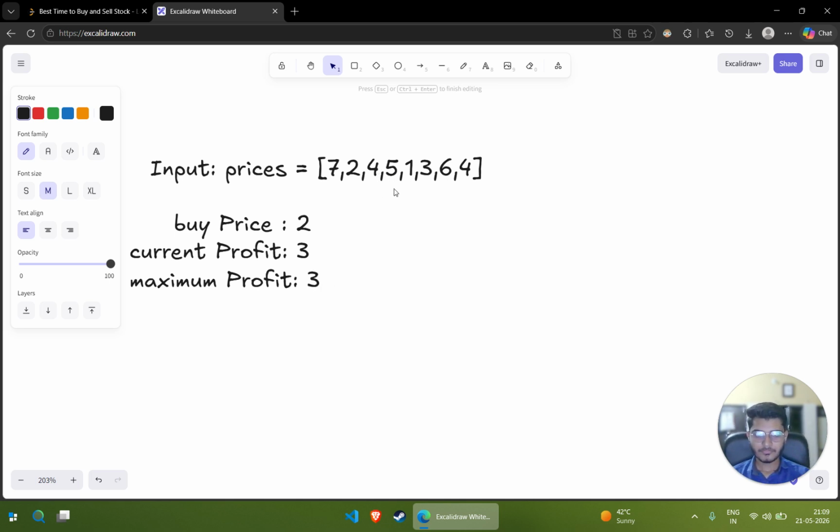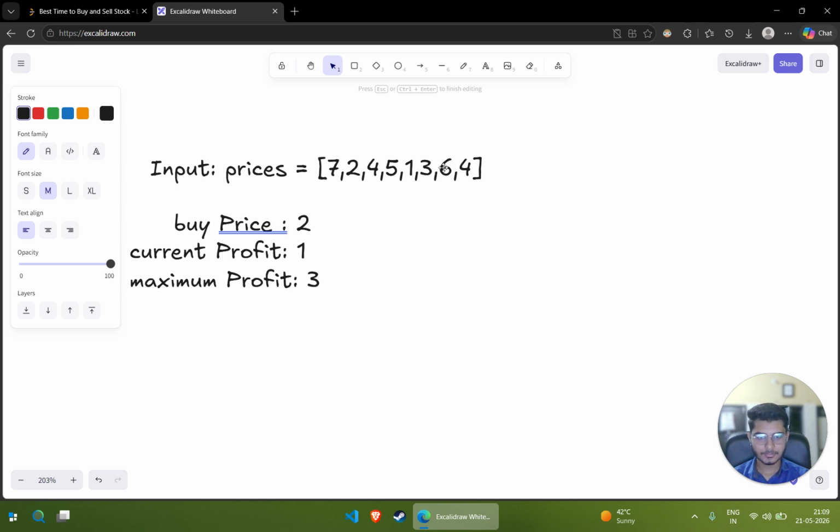As it moves forward, you will go to the 3, 6. As we move to the 3, we will not update the price because it is not lower, and we will calculate the current profit, which is 3 minus 2, which is 1. The maximum profit is still 3 because 3 is greater than the current profit. We will not update it.